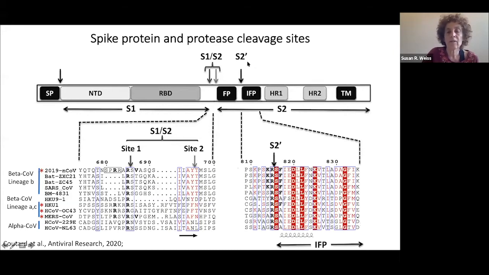So in order for this spike protein to be active to mediate fusion between the virus and the host, it has to be cleaved by proteases in two places, at the S1/S2 border here, and at the S2 prime border here, right next to the fusion peptide.